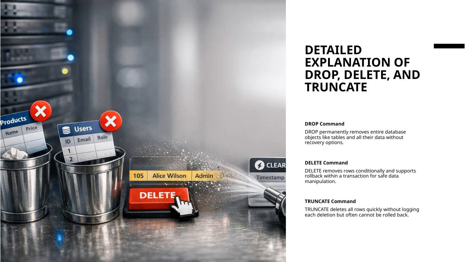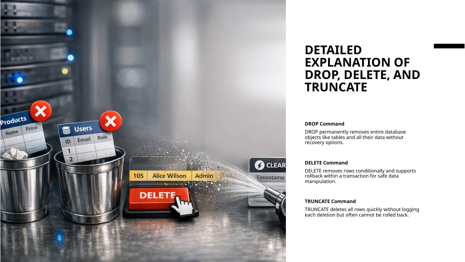The drop command is used to permanently remove entire database objects, such as tables, including all their data, and this action cannot be undone. In contrast, the delete command removes specific rows based on conditions and allows for rollback within a transaction, making it safer when you want to modify data without losing everything. Lastly, the truncate command quickly deletes all rows in a table by not logging each individual deletion, which makes it faster than delete, but it often cannot be rolled back, so it should be used carefully.